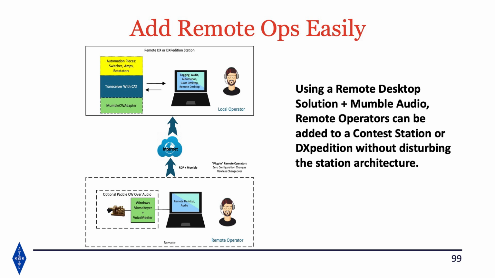Well, you may want to do FT8. If you want to do FT8, you're all set. You can just remote desktop into your station and run FT8. You don't need any audio. You're set to go. Let's say you want to do CW. Well, what I'll show you and what I'll talk about here is I use something called Mumble.